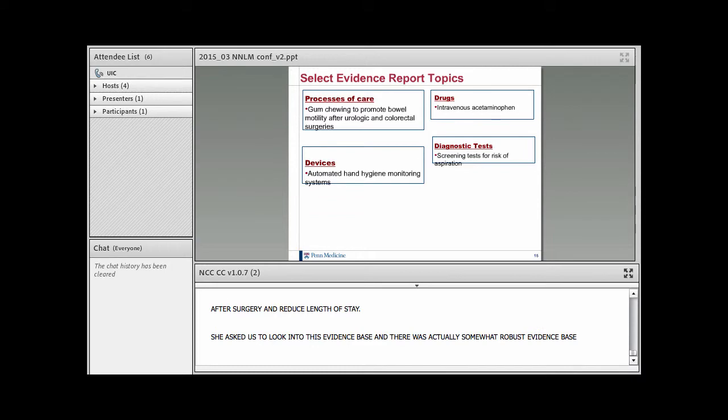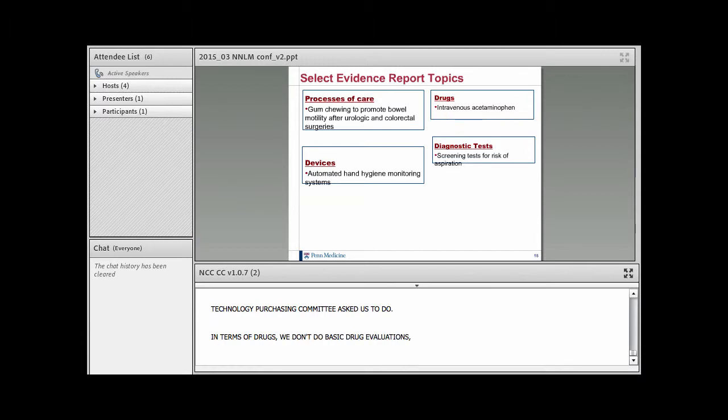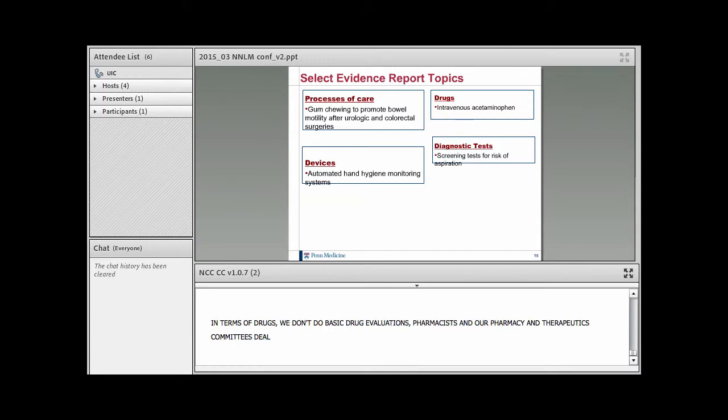In terms of devices, we recently did a review of automated hand hygiene monitoring systems that our technology purchasing committee asked us to do. In terms of drugs, we don't do basic drug evaluations. Our pharmacists and our pharmacy and therapeutics committees deal with that, but we often are asked to help make decisions about taking drugs off of the formulary, which may be found to have adverse events, or adding drugs onto the formulary where there's a lot of pushback by P&T members, particularly around cost effectiveness.